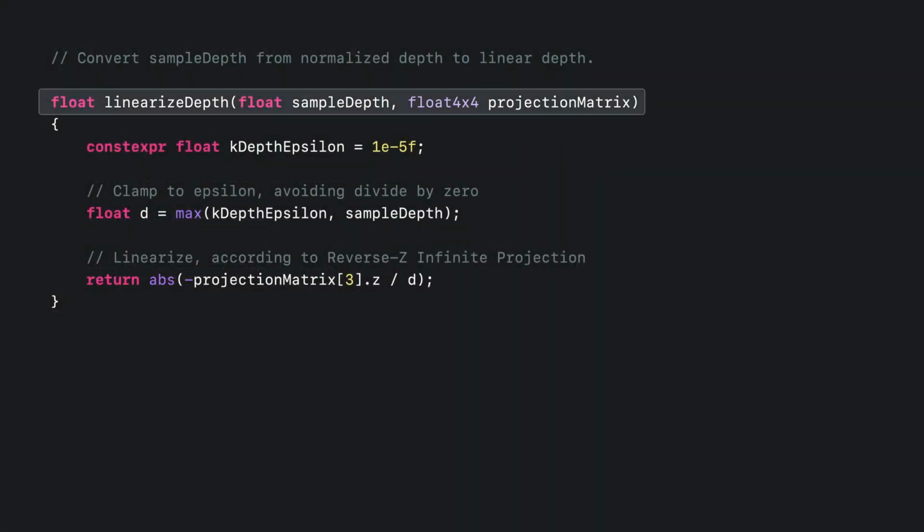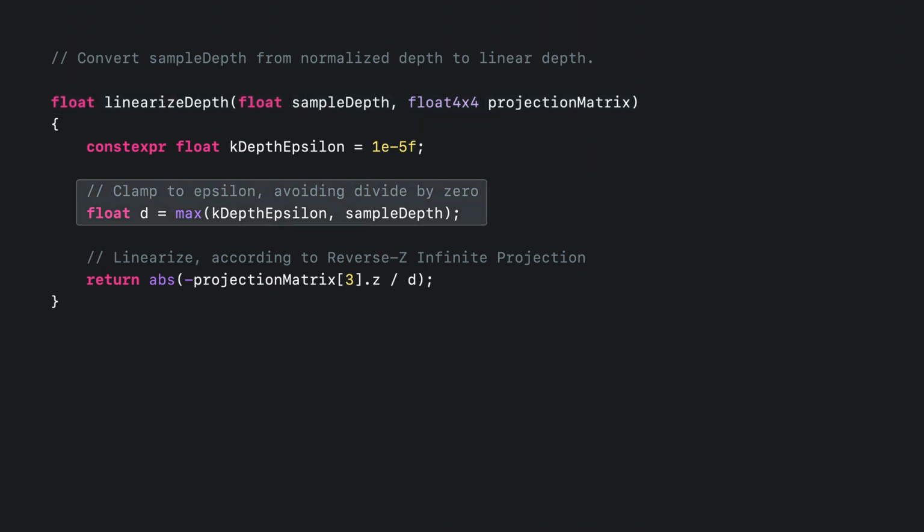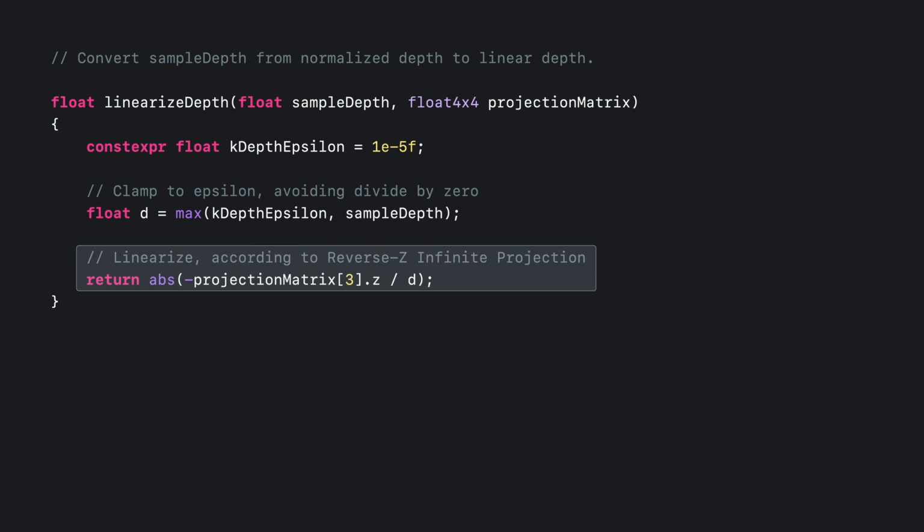We have a Metal function taking the sample's depth and projection matrix. Pixels with no virtual content are exactly 0. We'll clamp to a small epsilon to prevent divide by 0. To undo the perspective division, we take the last column's z-value and divide by our sampled depth.